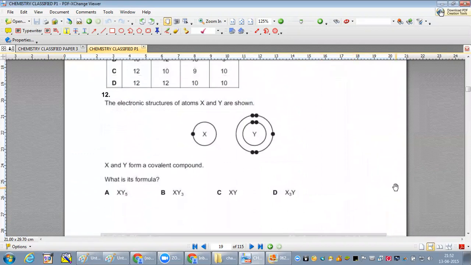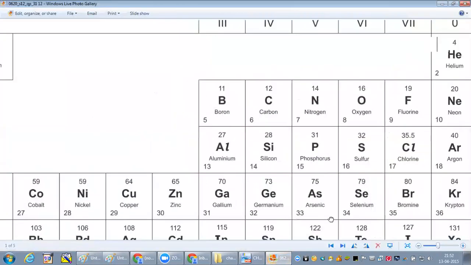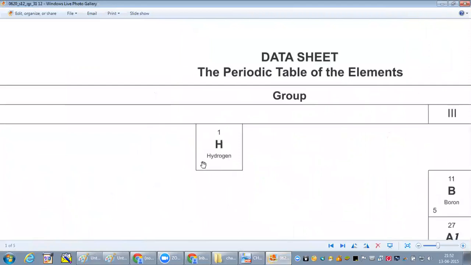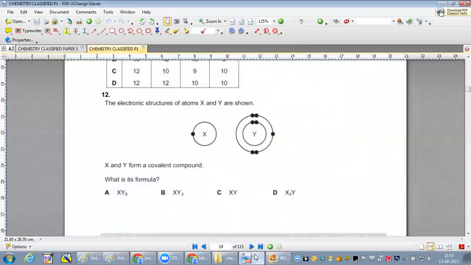Yes, again over here we are supposed to get the formula of the covalent compound. Obviously you can see there is only 1 electron, so its valency is 1. This is nothing but hydrogen. Hydrogen has only 1 proton, so 1 electron. That is going to be the atom of hydrogen. So here the valency is 1. How will you get the valency of Y? Look at how many electrons are there in the outermost shell. This is 1, 2, 3, 4 and 5.